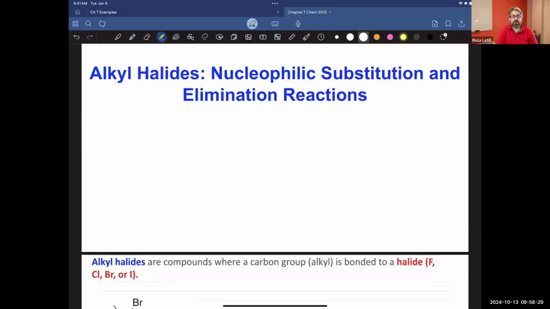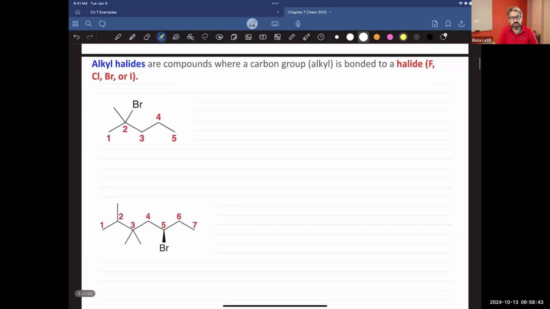In this chapter, we're going to go through alkyl halides, and we'll try to educate ourselves about nucleophilic substitution and also elimination reactions. But the first thing that we need to know, what's the meaning of alkyl halide? Alkyl halides are compounds that have carbon attached to a halide. The halide can be fluorine, chlorine, bromine, or iodine. And so the first thing that we need to do, let's learn how to name these compounds.